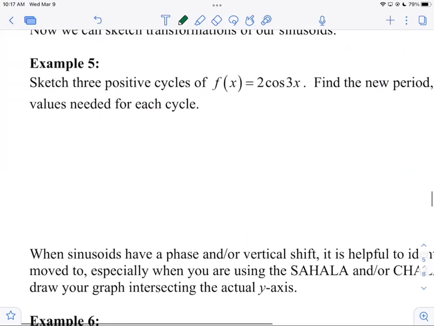Example 5. Ready to sketch transformations. It says sketch 3 positive cycles of this function, f of x is 2 cosine of 3x. Let's make this little note right here before we start sketching the first one.